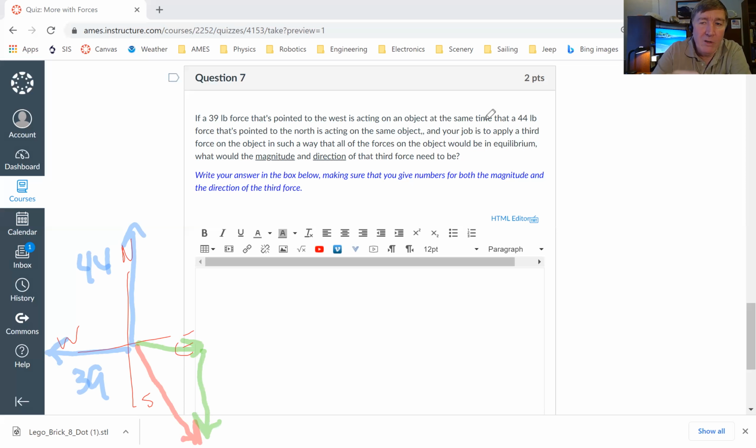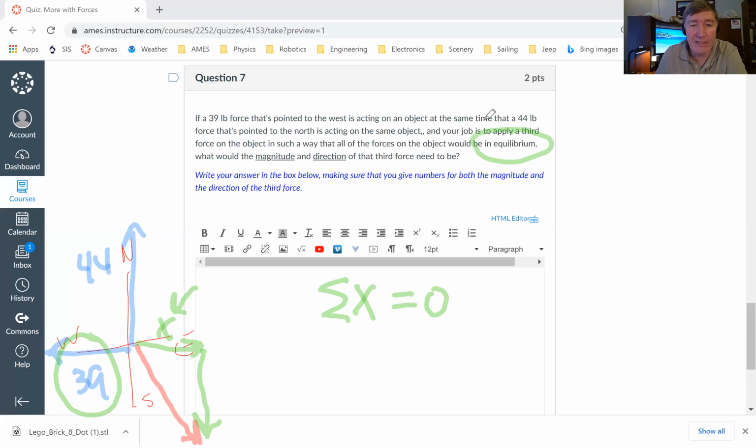So what number would the x have to be? If I want to take sigma x, and if it's going to be in equilibrium, that means if I add up all the forces in the x direction, it has to equal 0. So I've got a force going to the left that's 39. So what does this guy have to be then in order to balance it out? Somebody type in the chat box. Tell me it has to be 39.